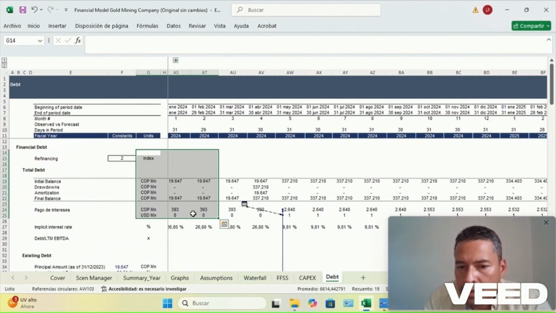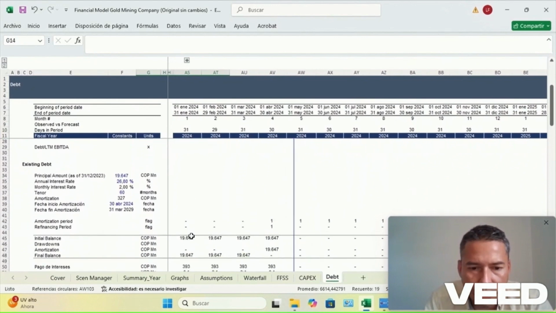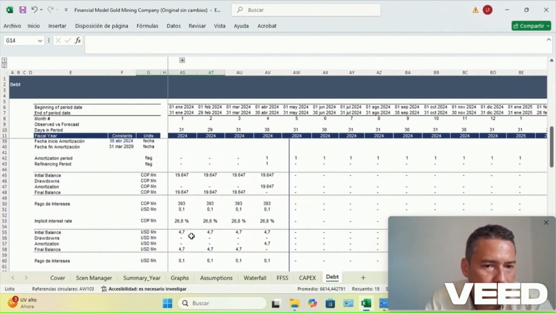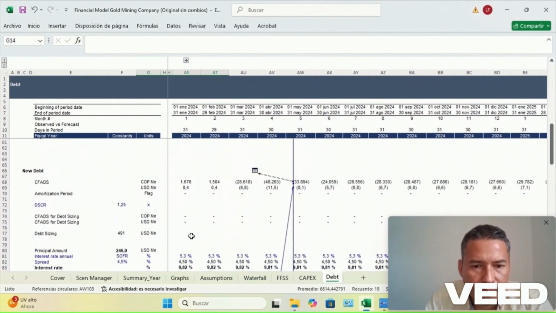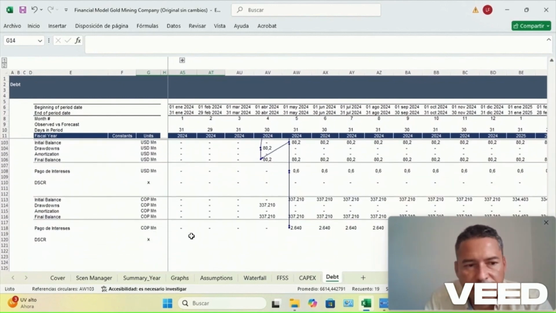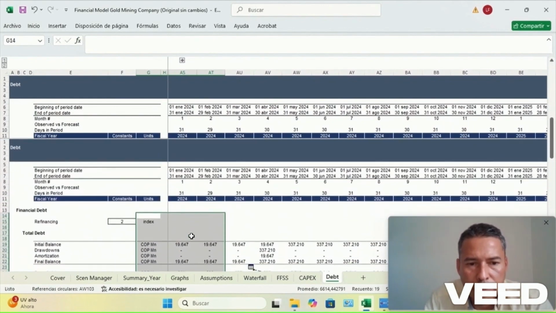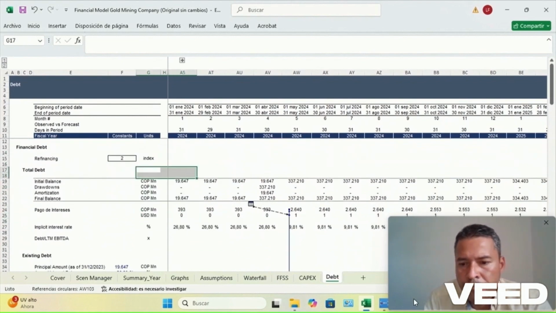You can project the debt if you have an important debt to be used in your capital structure of your project by interest, the payments month by month. Even if you have some structure of that or different, you can use this information to have into your projections into your project. So thank you. I hope this Excel helps you to analyze your gold mining production company.